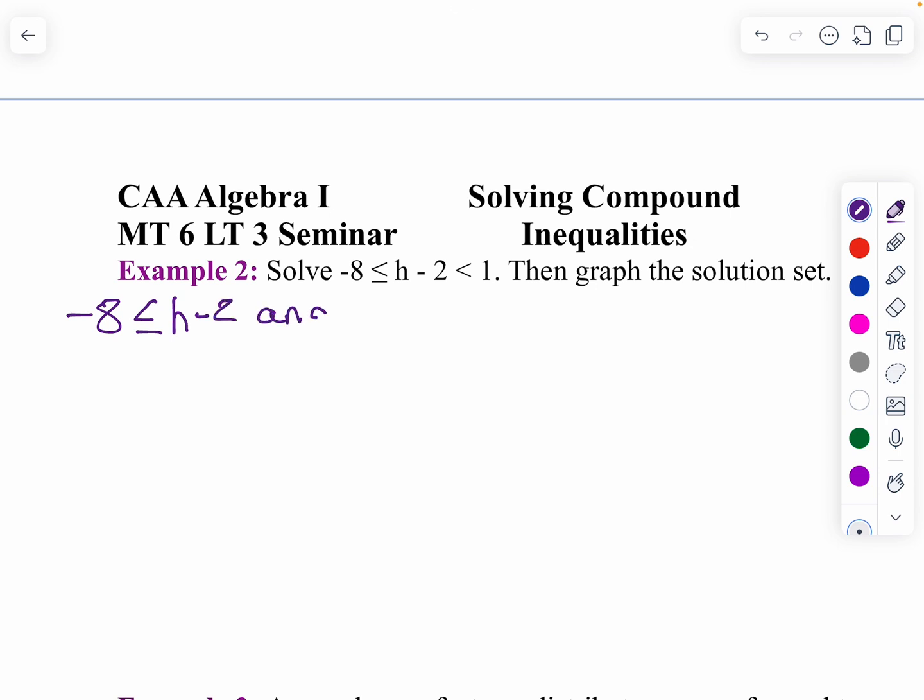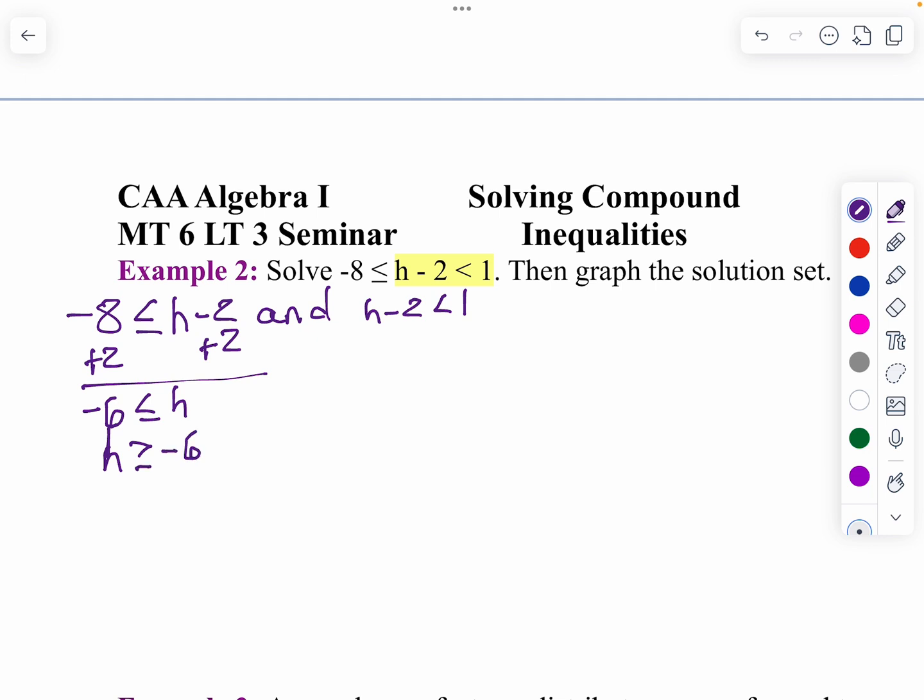And I'll back up to the first inequality, which will start at h minus 2. So I'm going to say h minus 2 is less than 1. Now we're just going to solve it. So I'm going to add 2 to both sides. So we get negative 6 is less than or equal to h. I like the h on the left-hand side, so I'll flip it around. H is greater than or equal to negative 6.